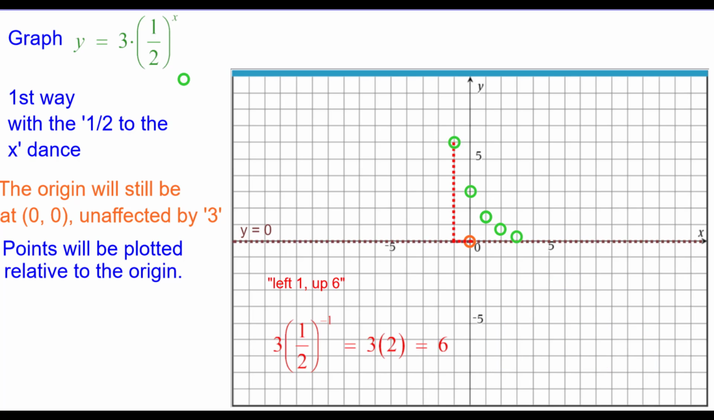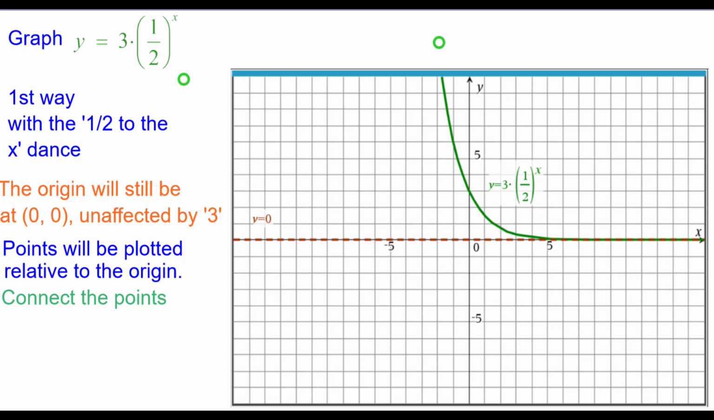Going on the left side, left 1 up 6, because normally we would go up 2, but multiply 2 by 3 and we get 6. And also left 2 up 12, we even had to go off the grid to do that. Connecting the points, this is our exponential decay function, y equals 3 times the quantity 1/2 raised to the x.